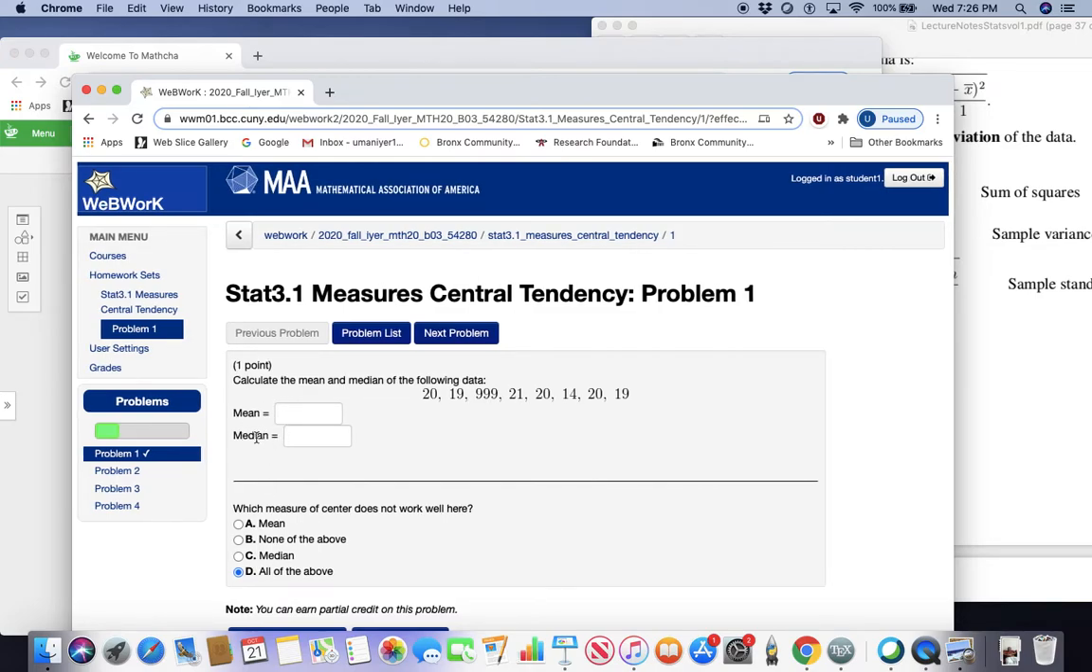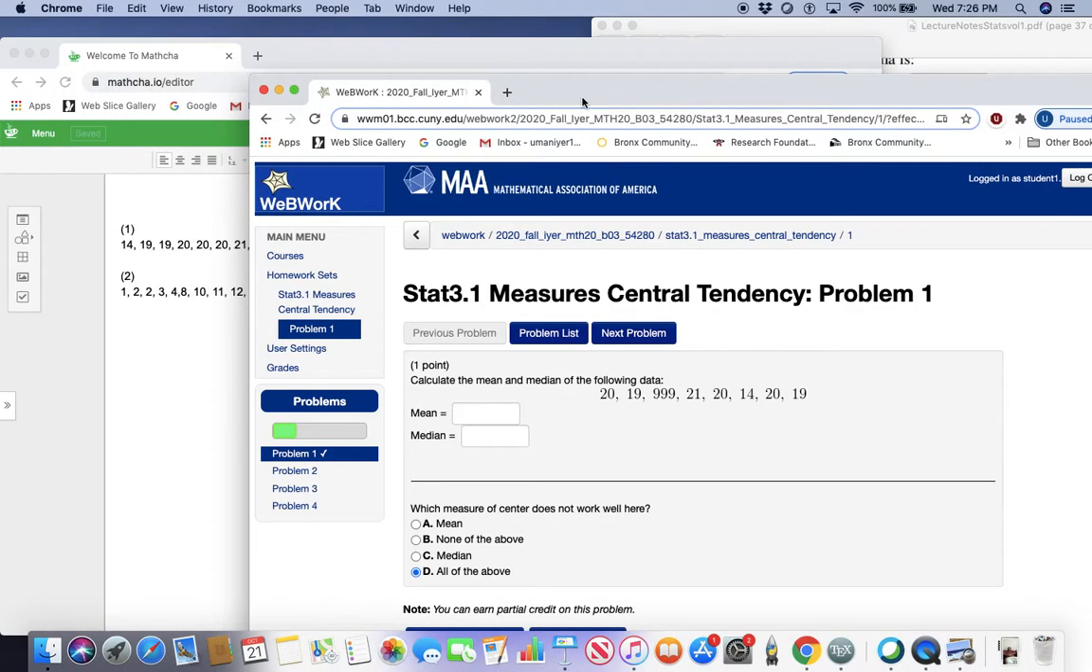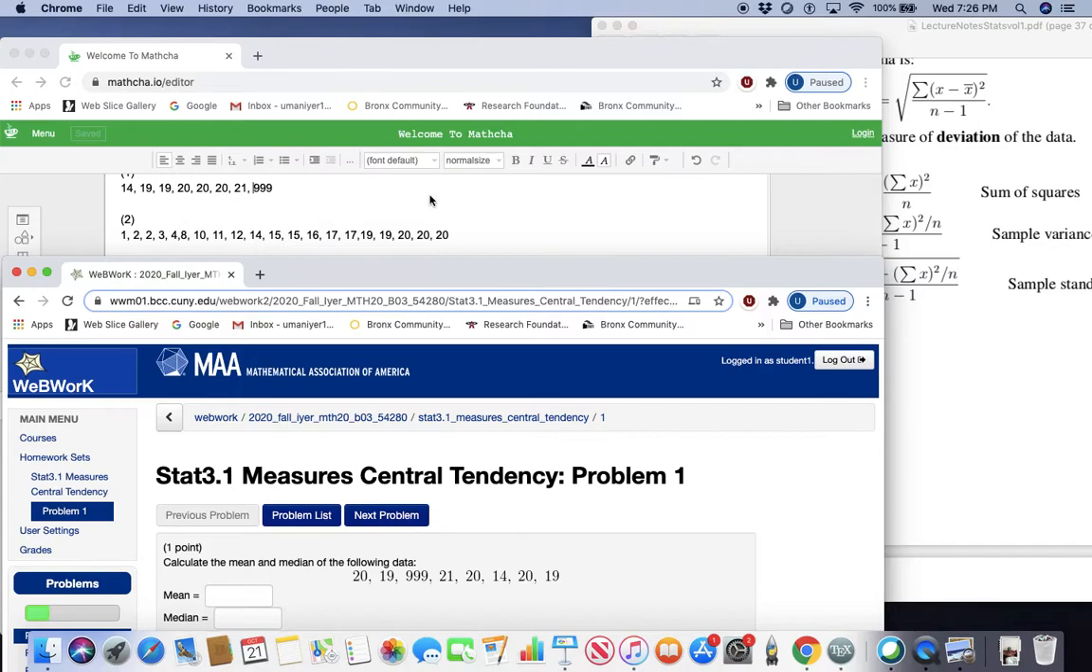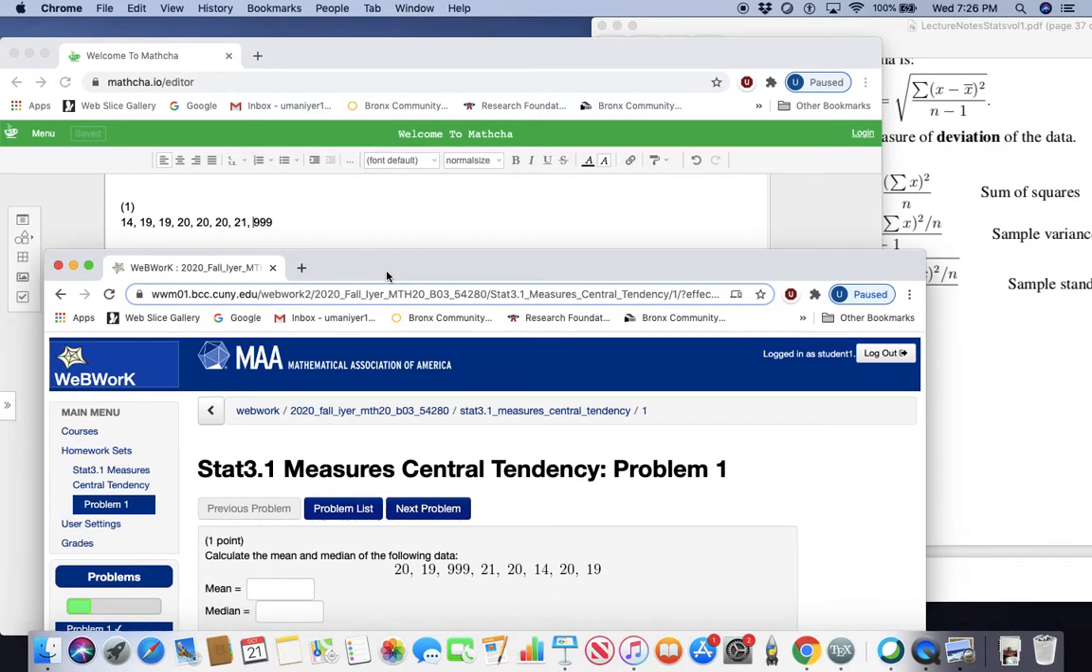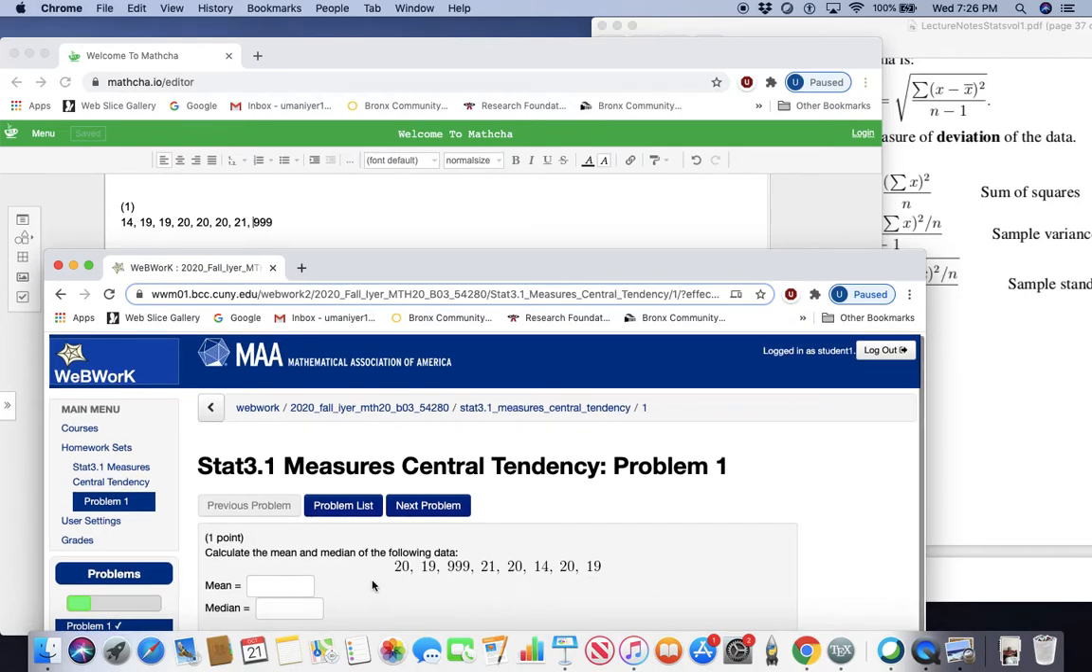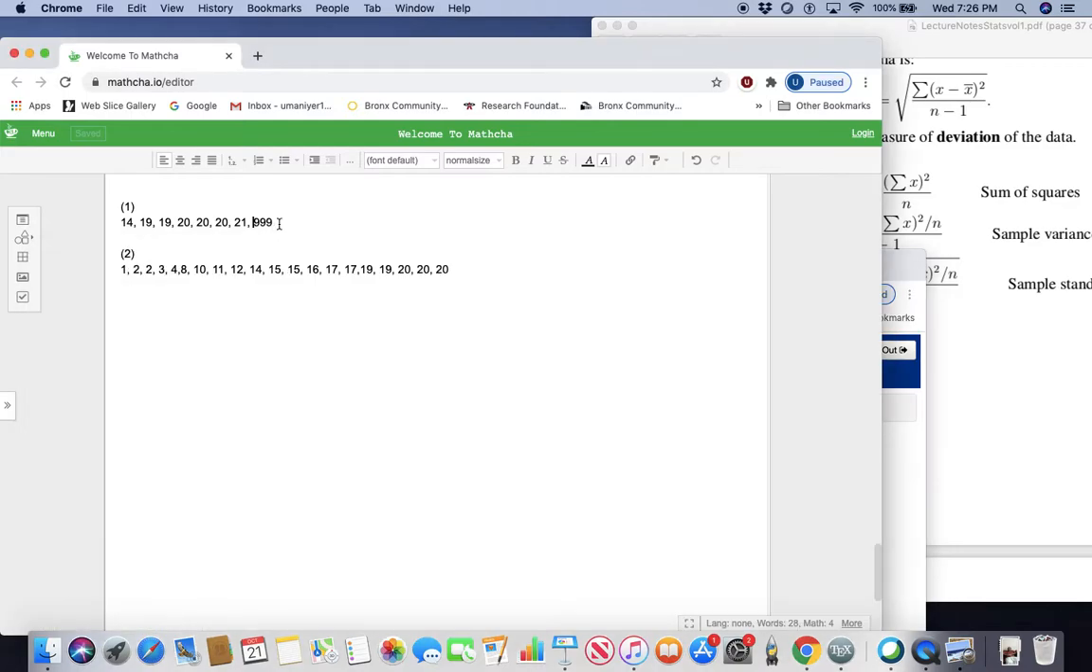It's better to get started with the median first. So you have these numbers, arrange them in increasing order. There you go. So you arrange these numbers 14, 19s, after 19, 20s, 21 and 999. All right, 999 that is.